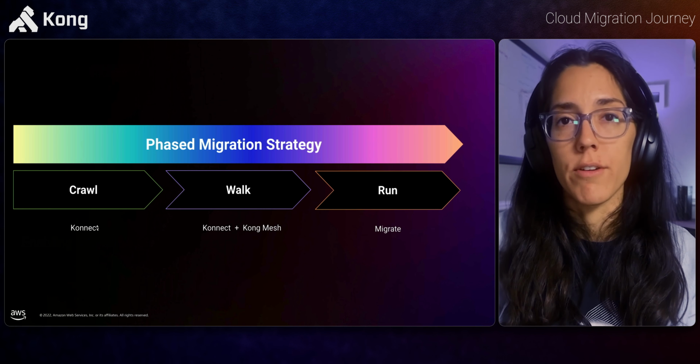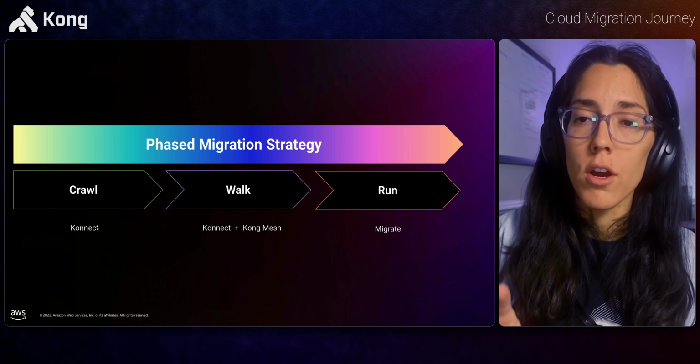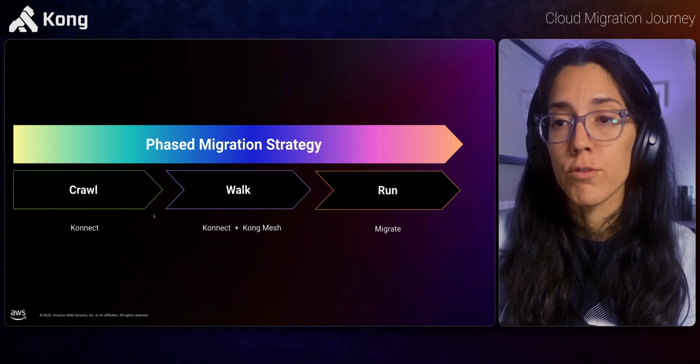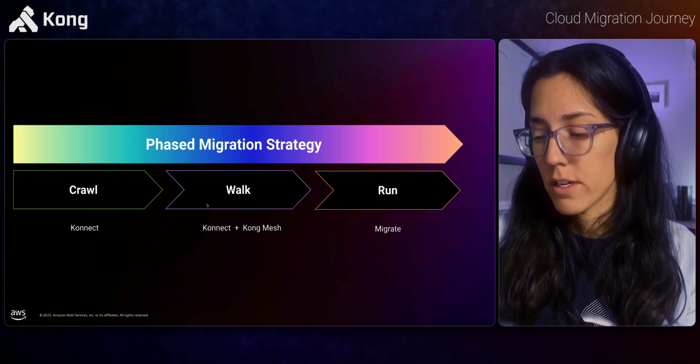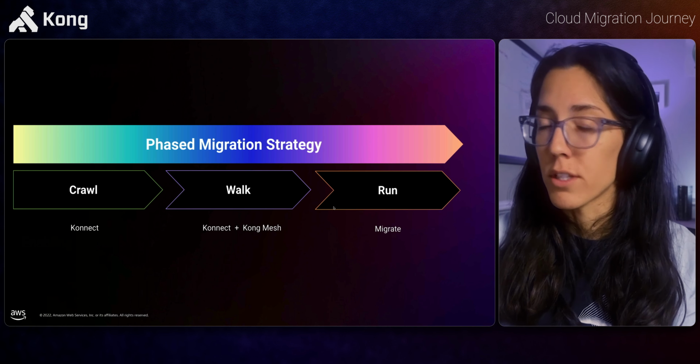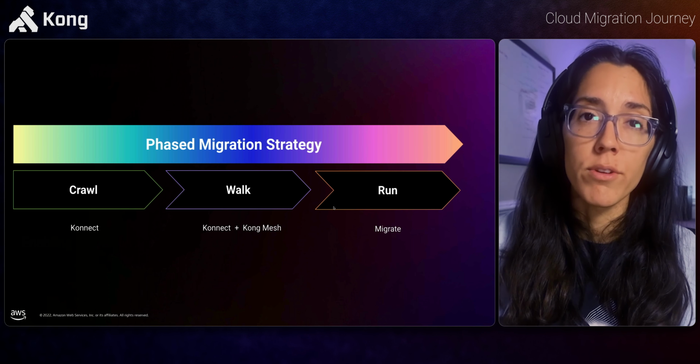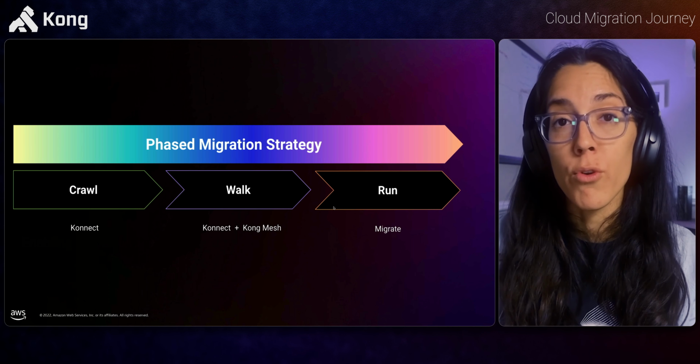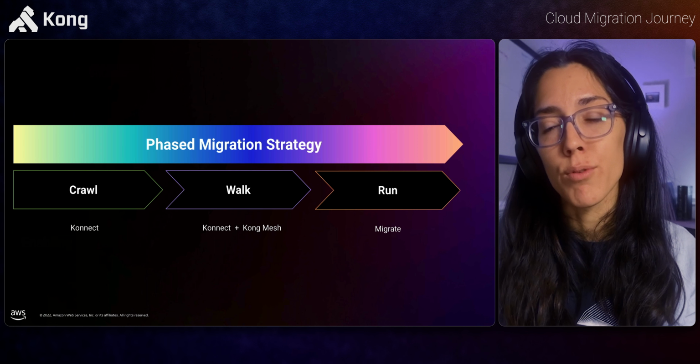Welcome back to this series, the Cloud Migration Journey, where we are covering the three-phased migration approach, crawl, walk, run, to migrate our applications to the cloud. So if you've been following along, the first two videos were about the crawl and the walk phase. In this third video, we're going to be covering the last step in the three-phase migration approach, run. But before we get to it, let's go ahead and recap what we've done so far.